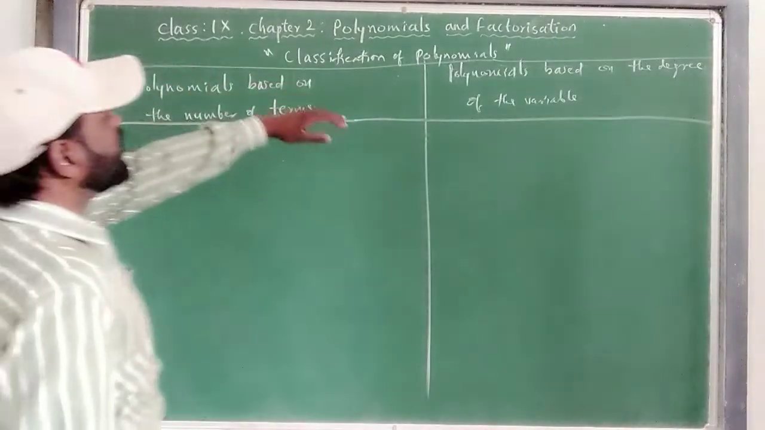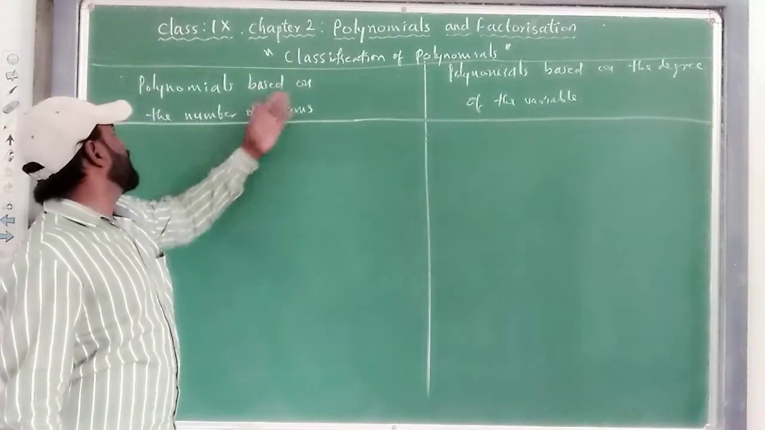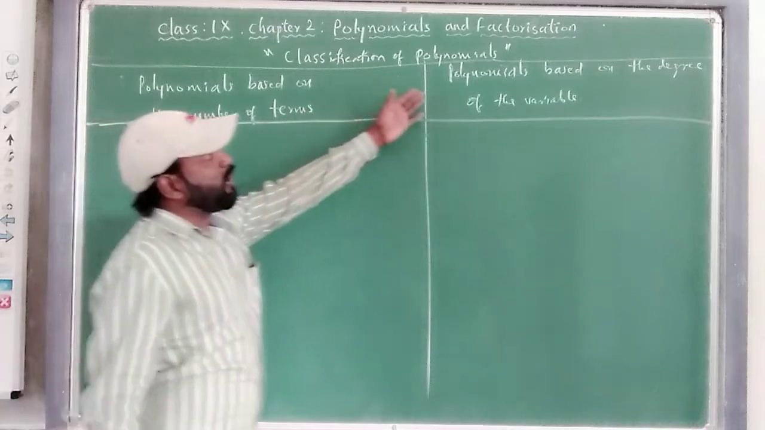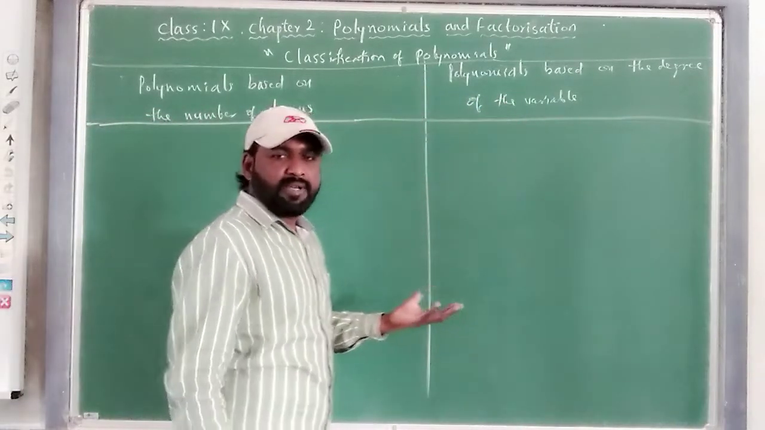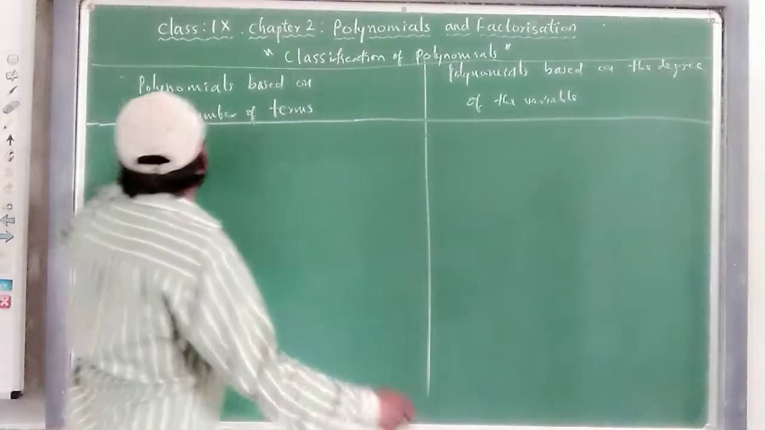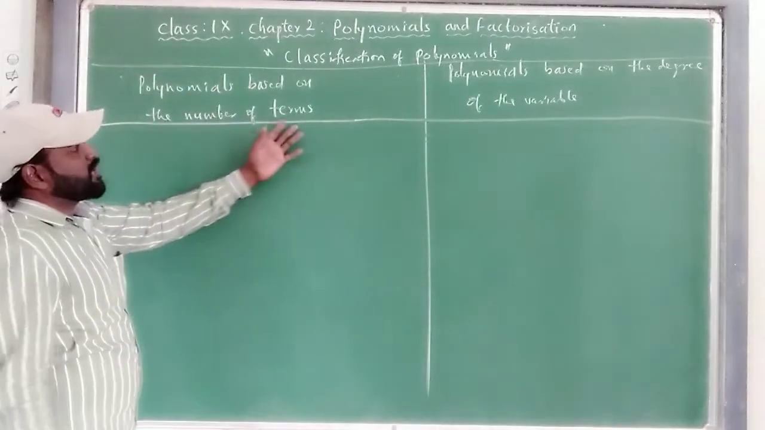Classification of the polynomials. Polynomials are classified based on the number of terms and based on the degree of the variable. We will have different types of polynomials. Let's see polynomials based on the number of terms.